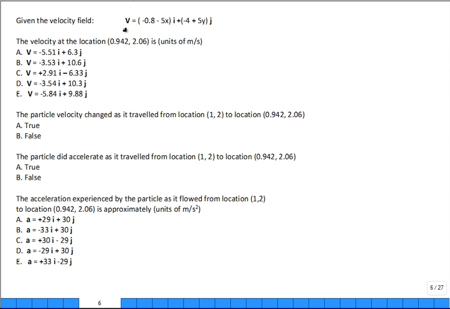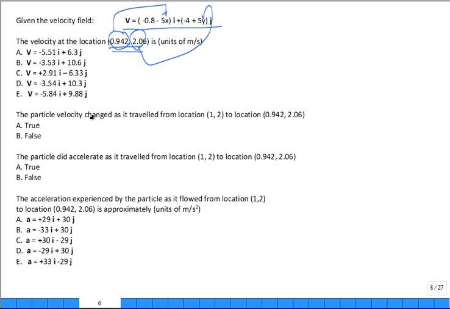It's the same velocity field, and now you're at this new location, 0.942 and 2.06. What's the velocity at that location? Take that value for x, stick it in, that value for the y, stick it in, and you would compute something. Which one do you compute?